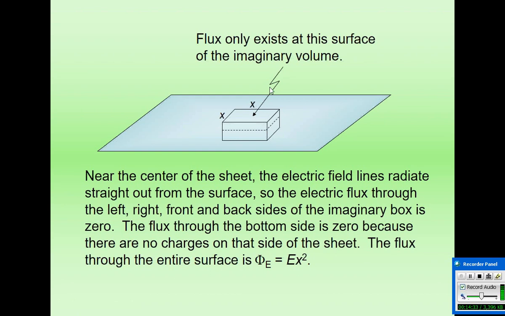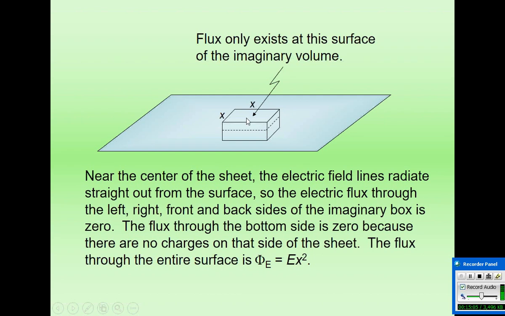Each of those four area vectors is perpendicular to the direction of the electric field, which means that theta is 90 degrees and the cosine of 90 is 0. So there is no flux through the four side faces of this rectangular solid. There's also no flux through the bottom face because, remember, we don't have any charges on the bottom. We only have charges on the top side.